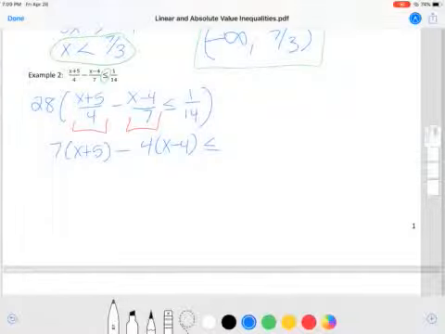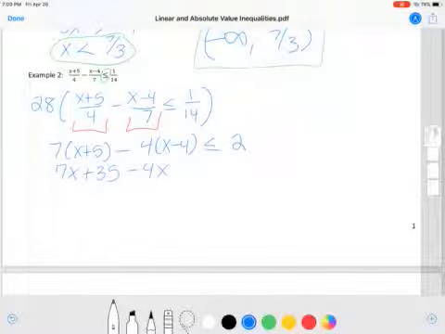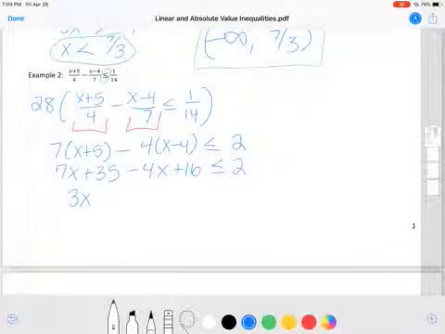And then when I look at the last term, the 1 over 14, the 14 goes into 28 twice, so I'm left with the 2 times the 1 on the top, which is just 2. So now I can go ahead and distribute. So I have 7x plus 35 minus 4x plus 16 is less than or equal to 2. I can combine my like terms. So I have a 3x, and then the 35 and the 16 give me a 51. And then I'm still left with less than or equal to 2.